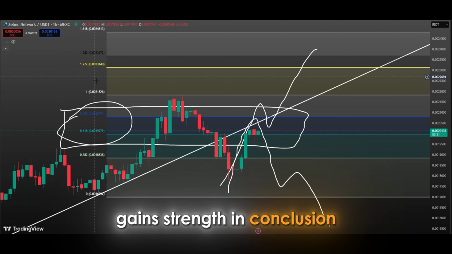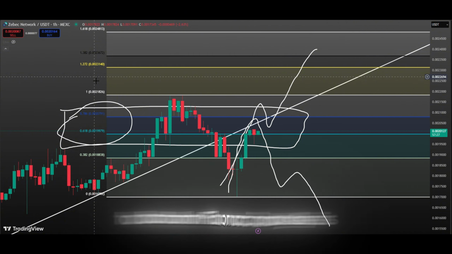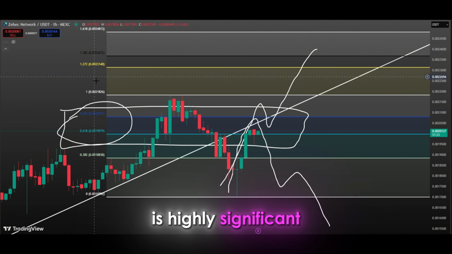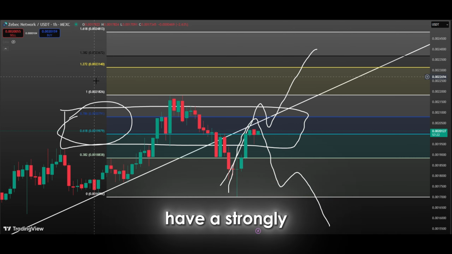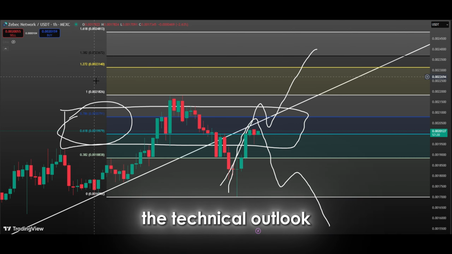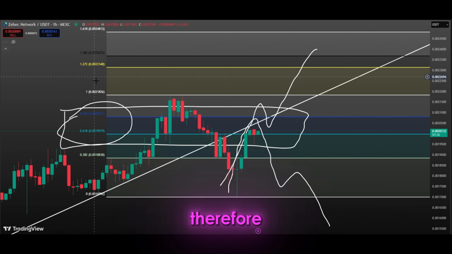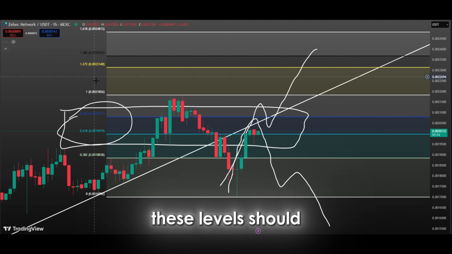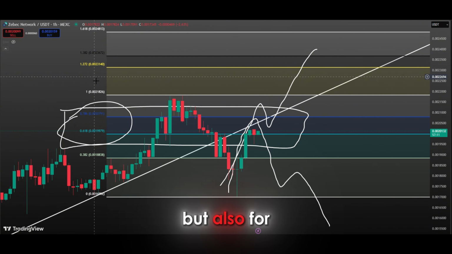In conclusion, the resistance block between the 0,618 and 0,786 levels in the top-to-bottom Fibonacci analysis is highly significant for price action. A breakout above this area could have a strongly positive impact on the technical outlook. However, a rejection at this level could also lead to renewed selling pressure. Therefore, price behavior at these levels should be closely monitored not only from a technical standpoint, but also for strategic investment decisions.